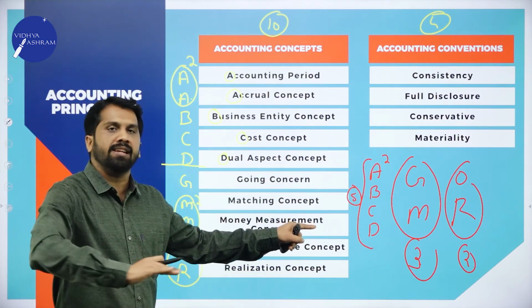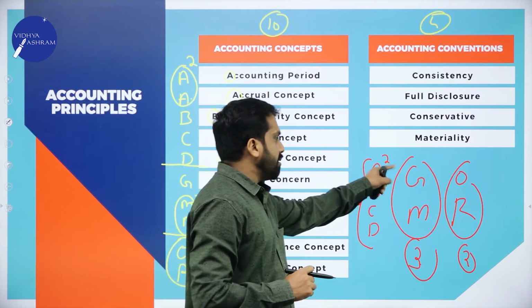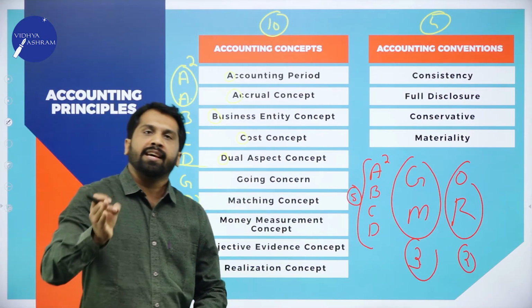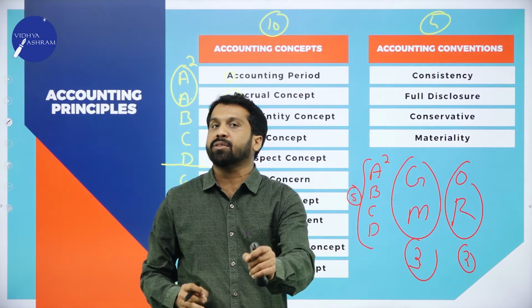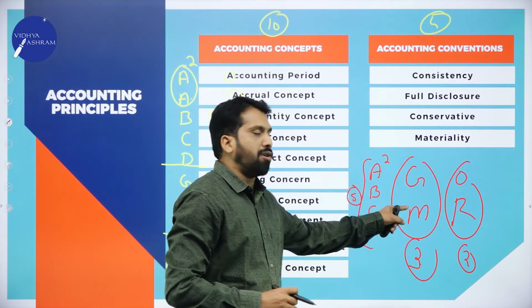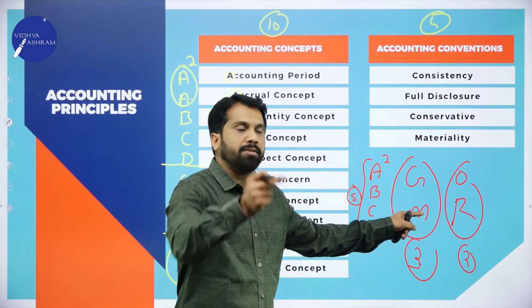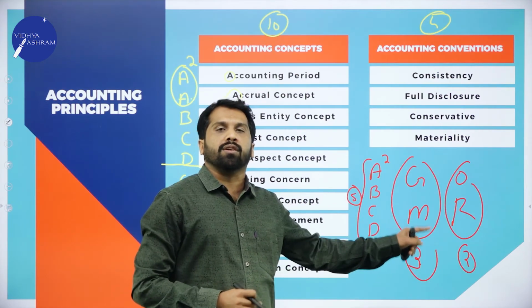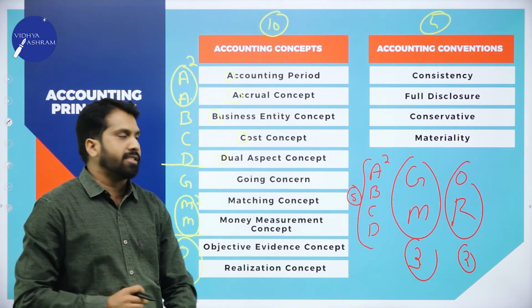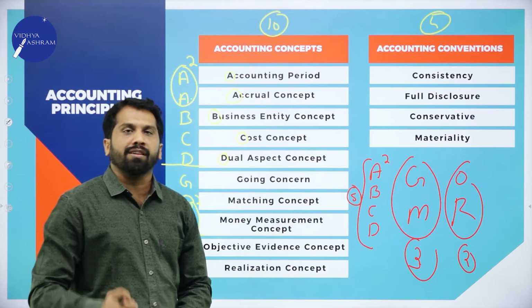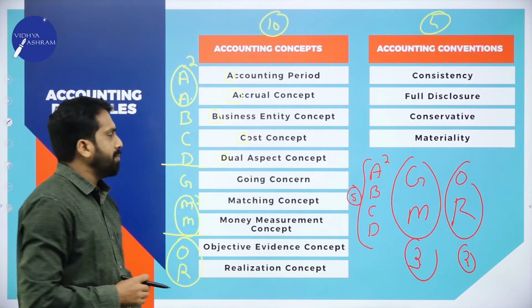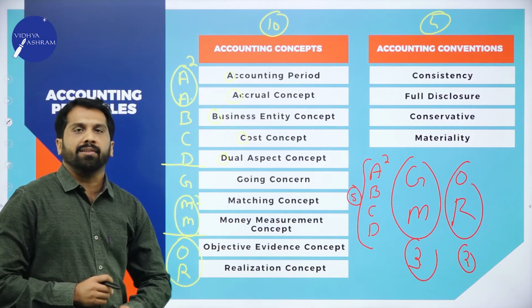Your ABCD is done. Come for GM. G for going concern. M for matching. Again M for money measurement concept. Your good morning is also over. Now come to O and R, your Mr. Ward. O for what? Objective evidence concept, and R for realization concept. This is the magic to remember all 10 concepts.